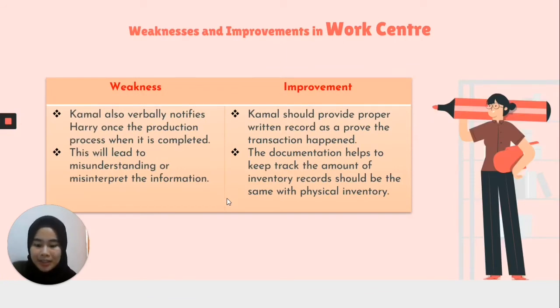Next, last but not least, the third weakness in the work center is in the third paragraph, where Kamal also verbally notifies Harry once the production process is complete. So we can see that Kamal just verbally notified Harry. So it will lead to misunderstanding or misinterpretation of the information because there is no document prepared by Kamal. To improve this, Kamal should provide a proper written record as proof that the transaction happened. The documentation helps to keep track, as the amount of inventory record should be the same as the physical inventory.